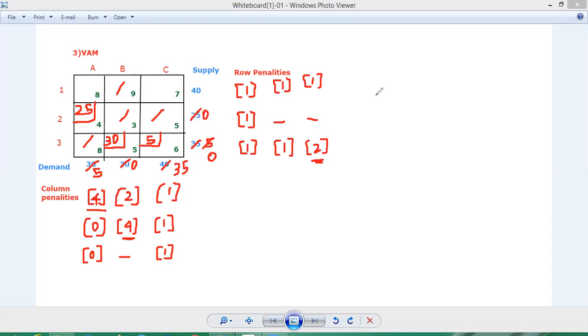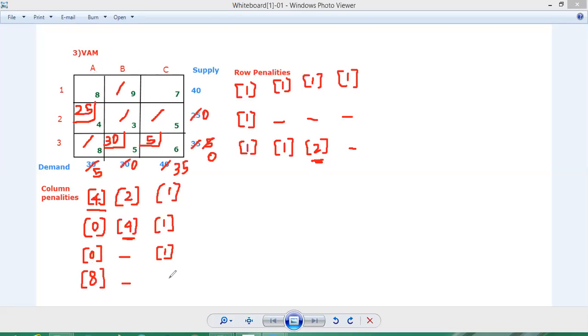And now again we have to compute a row penalty and column penalty. The first row penalty will be 1. The second row we don't have to compute, and even here we don't have to compute. And here, for this column, this column has only one cell, that is 8. To compute a penalty we need two values. Since there is only one cell, which has a cost of 8, we cannot compute a penalty. So you have to take the penalty as the same cost value, that is 8.